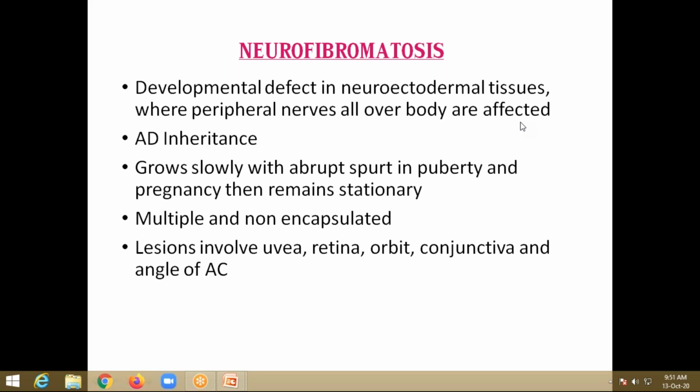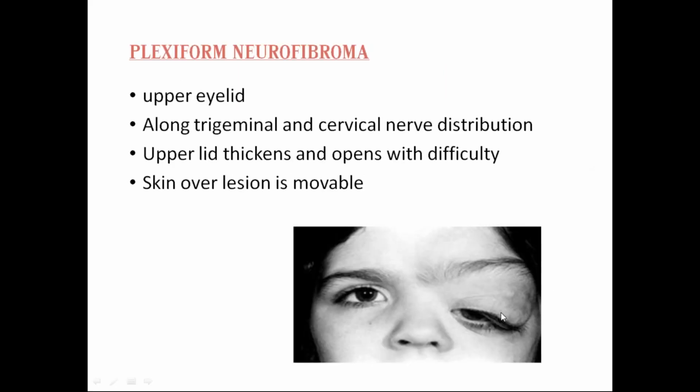It is called neurofibromatosis. In this, there are type 1 and type 2, different varieties, and there is usually associated involvement of the uveal tissue, retina, orbit, conjunctiva, and iris. Other associated features are also usually seen. It is not an isolated lesion of the lid, which is commonly seen in neurofibromatosis. So this is an example. You can see an S-shaped curve, and when you palpate this lid, it gives a feel of a bag of worms. So usually the upper lid is involved, and the skin over the lesion is movable.